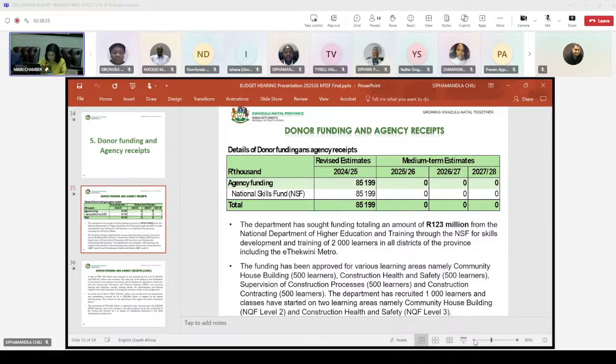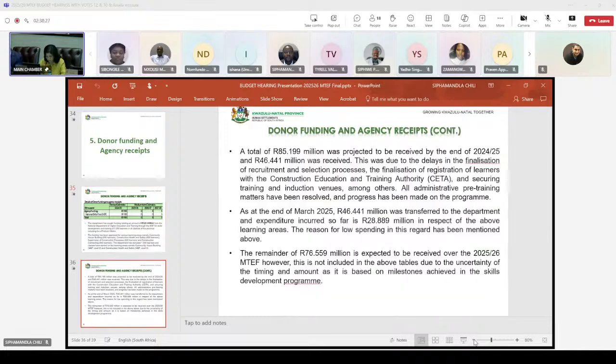On the next slide, 36, a total of 85.199 million was projected to be received. 46 million was received. There were delays in terms of the recruitment and selection processes and the finalization of registration of learners with the construction education and training authority, CETA.